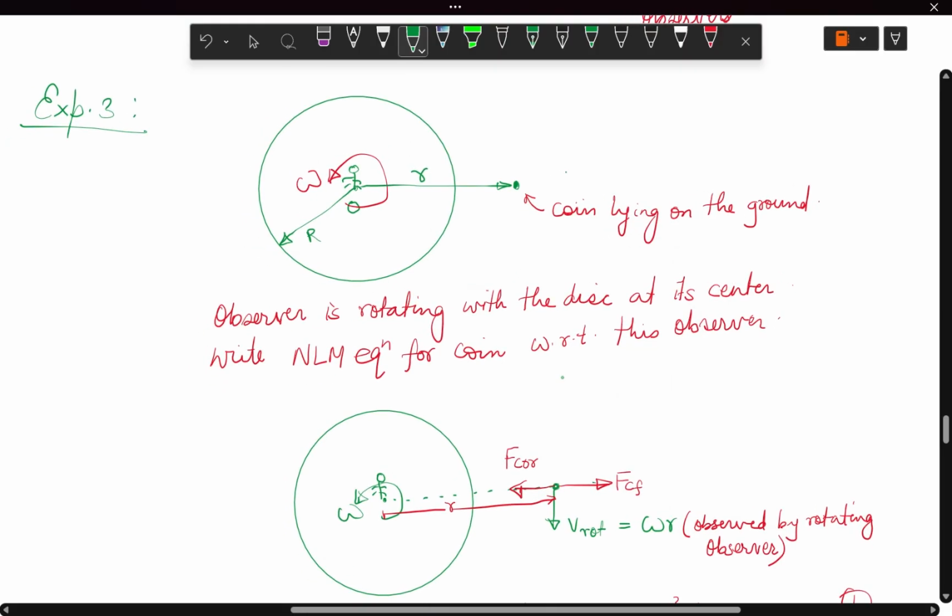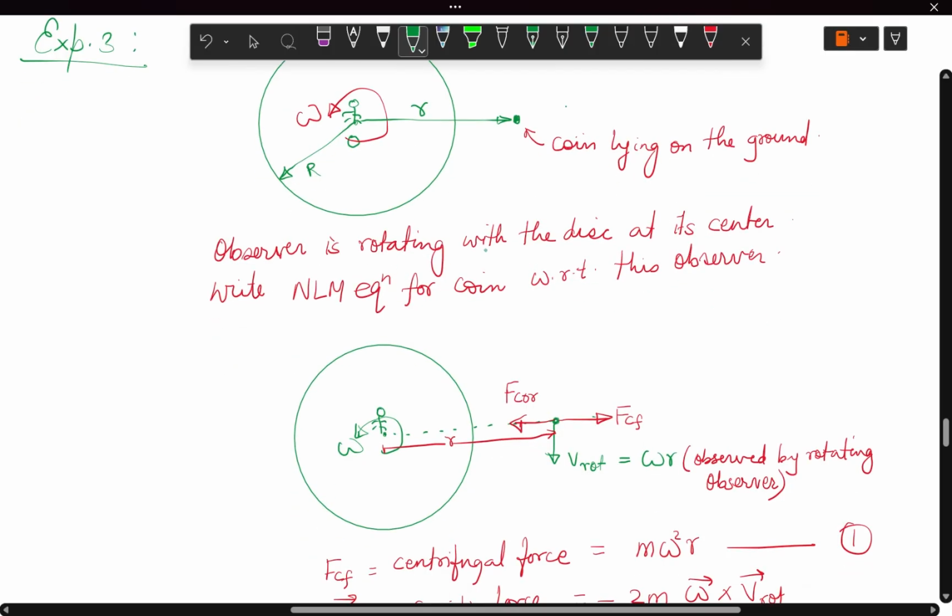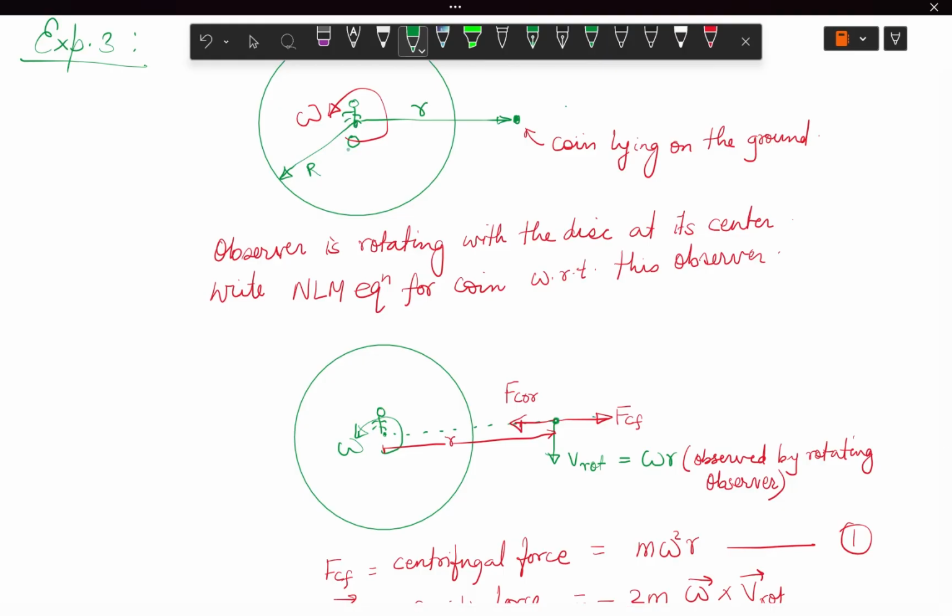Third example, I'm taking all these illustrative examples just to give you a feel of how to write this NLM equation. You see, this disk is rotating with angular velocity omega, and there is a coin outside the disk lying on the ground. And the observer is rotating with the disk at its center. Yes, the observer is standing here. He is rotating with the disk. He is fixed at the center, rotating with the disk. Again, we have to write the NLM equation for this coin with respect to this observer.